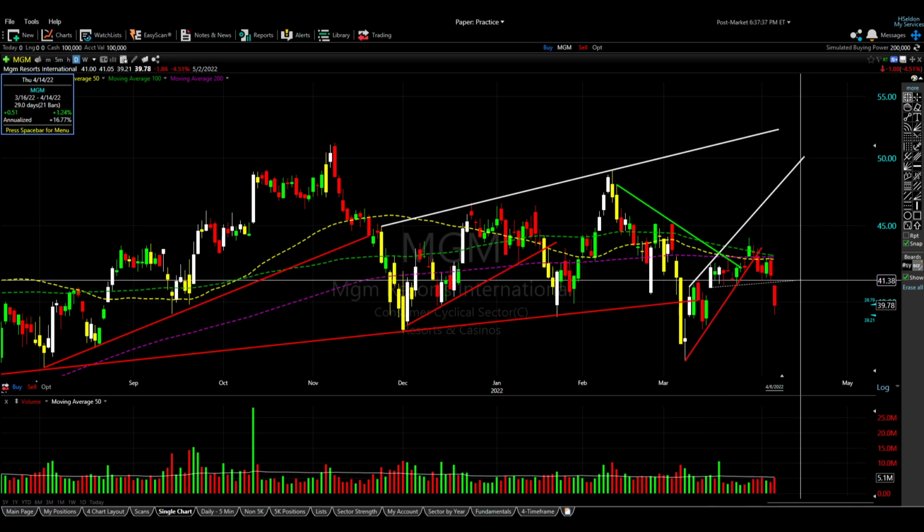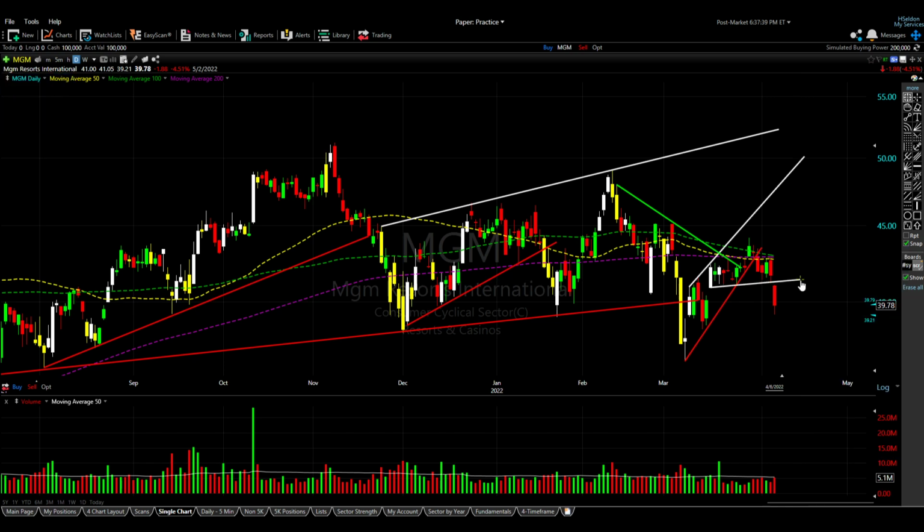It's going to go right across there. And of course, once again, this has been violated to the downside. So now here you have these two algo lines, both of which have been breached, right? So they're gone.